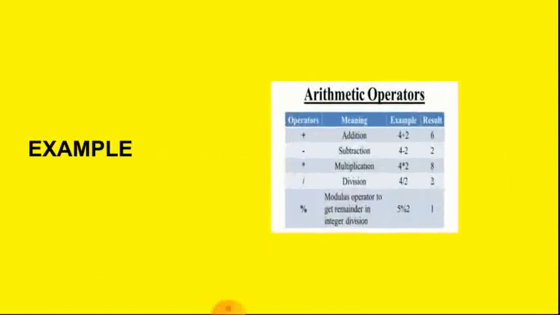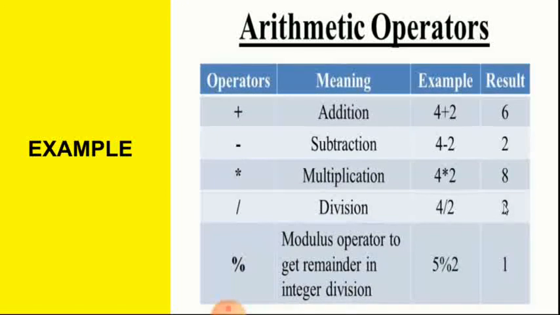Example: addition, 4 plus 2 is 6. Subtraction, we have to subtract 4 minus 2 is 2. Multiplication, 4 into 2 is 8. Division, 4 divided by 2 is 2. Modulus, 5 modulus 2 is 1. These are some of the examples for arithmetic operators.